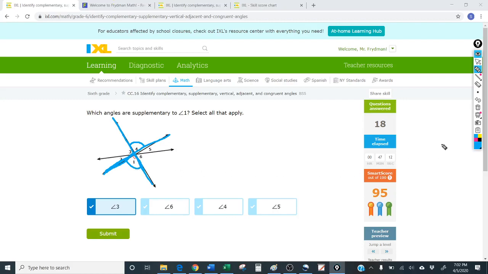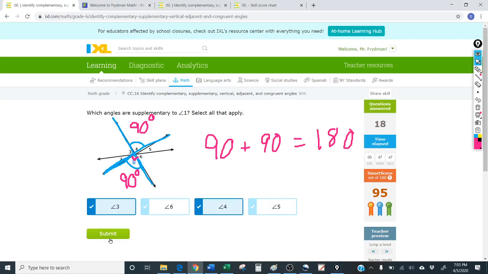And now I say to myself, wait a minute, I know something else about angle 1. Because of this little symbol over here, angle 1 is 90 degrees, which means that angle 4 must also be 90 degrees. And if I do a little quick math, 90 plus 90, huzzah, it is equal to 180 degrees. So angle 1 and angle 4 add up to 180, which makes them supplementary. There we go. Oh, I better unselect that before I hit submit.